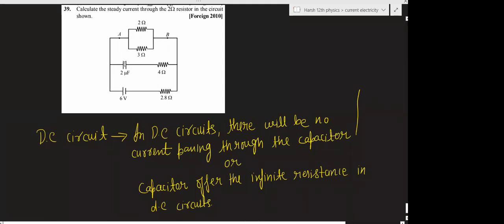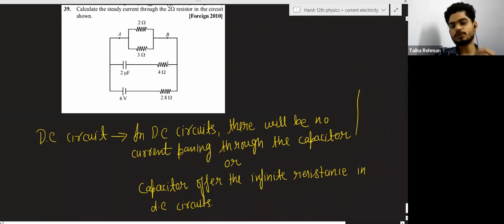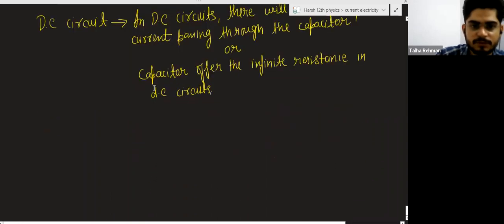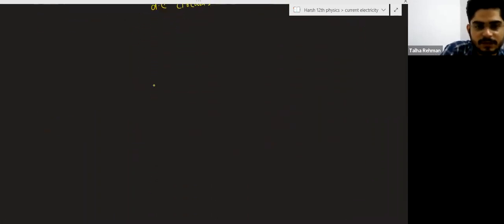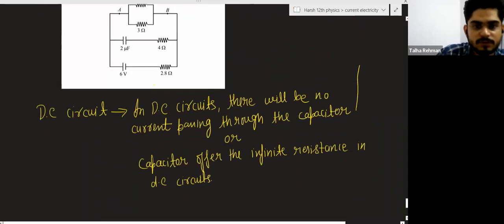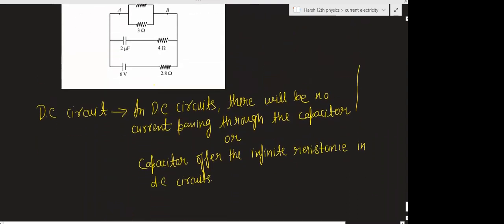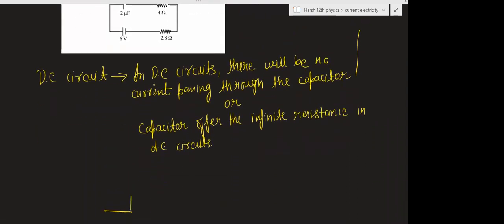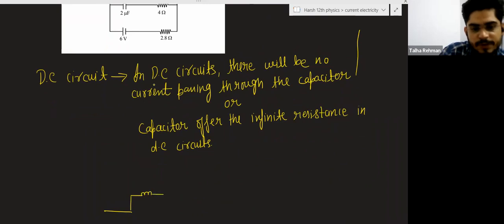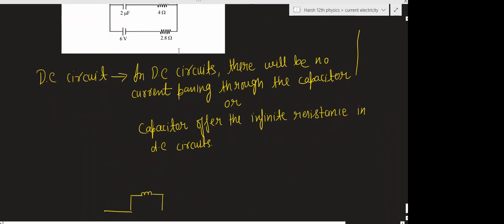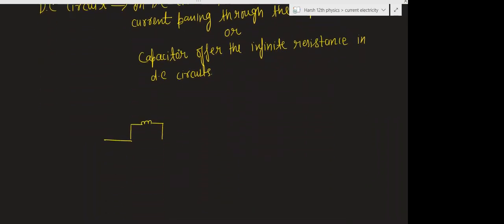If in this wire there will be no current, means we can throw this wire out. Now I am throwing this wire out. So we have this circuit now. This 2 ohm only we have, and this 3 ohm only we have.